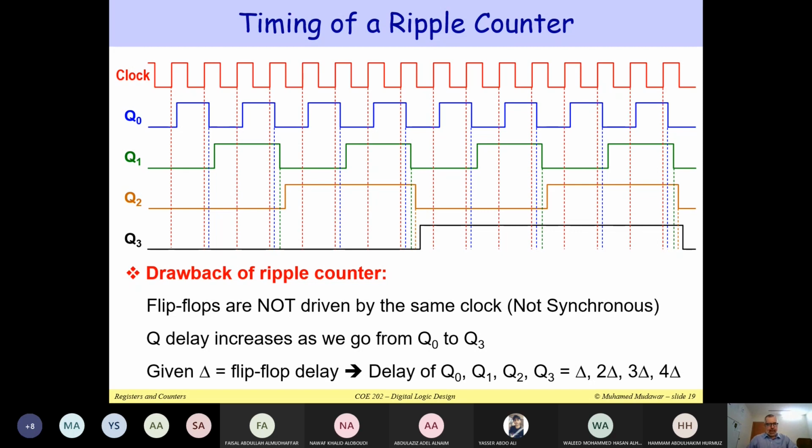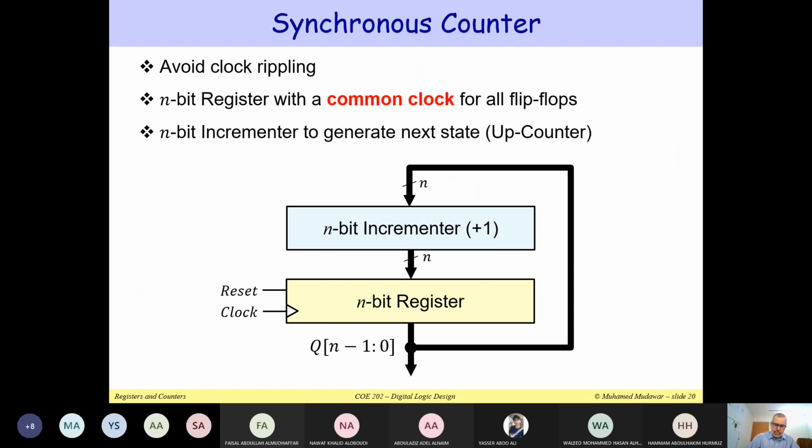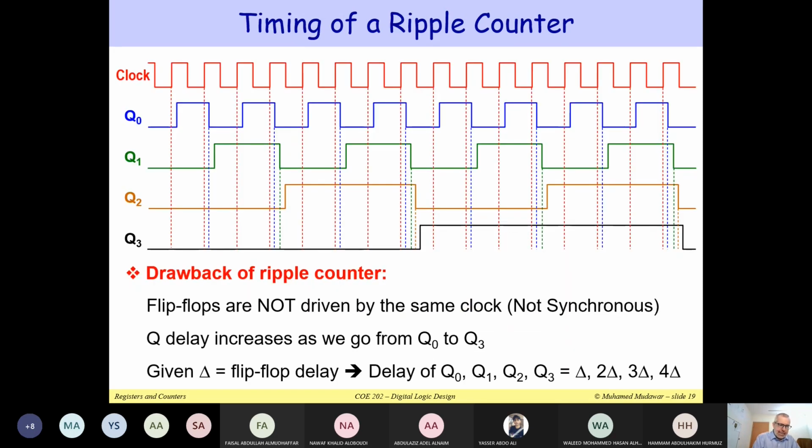Now, suppose that the delay in the flip-flop is delta. I'm defining here delta, which is the flip-flop delay. So these flip-flops have delays. At the rising edge of the clock, notice that Q0 is changing, but not immediately. It is delayed by delta. So the delay of Q0 is delta.